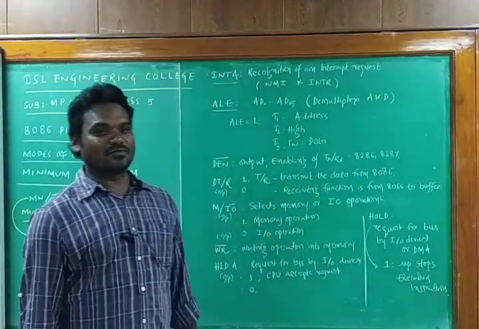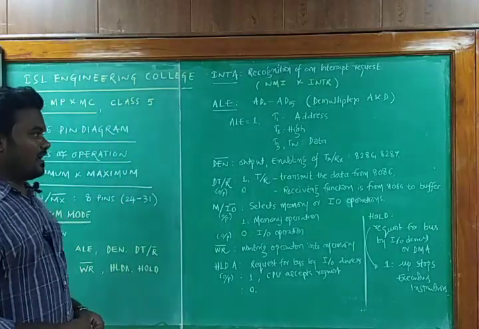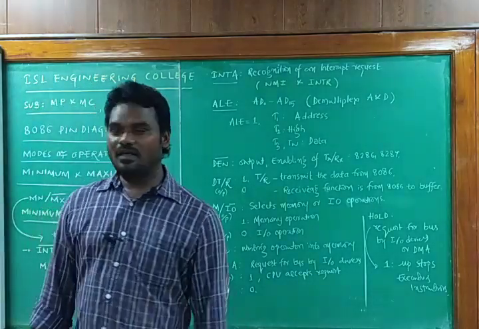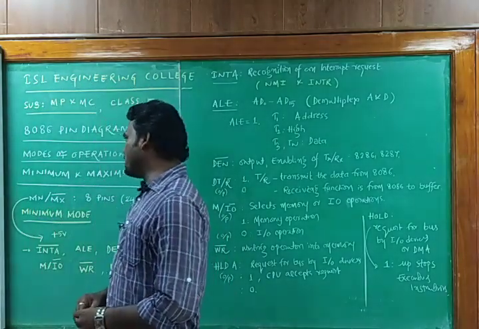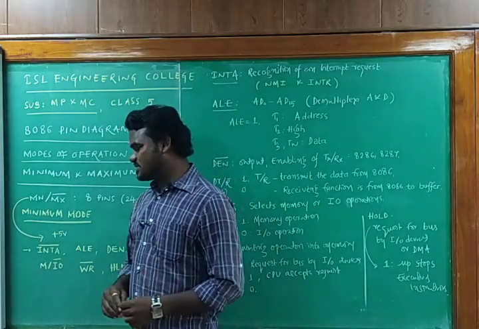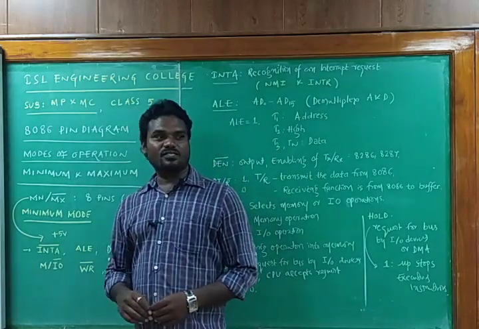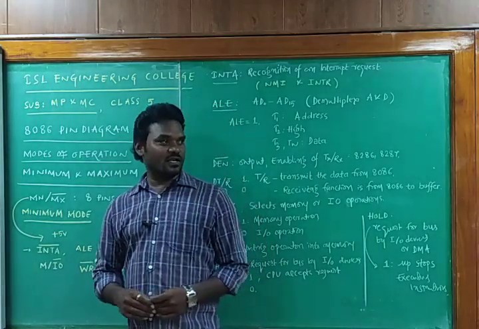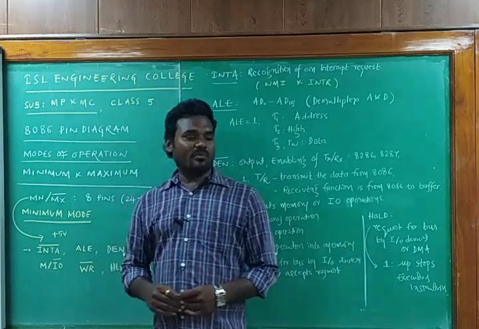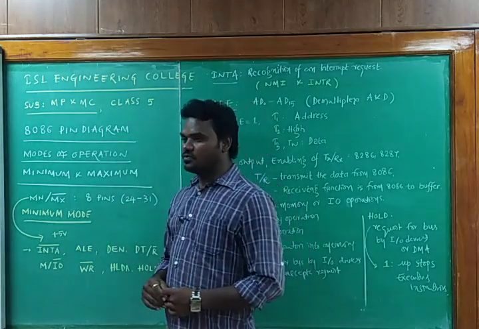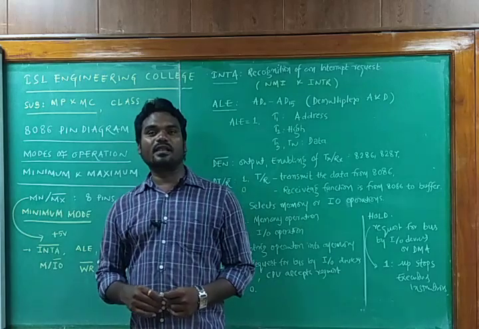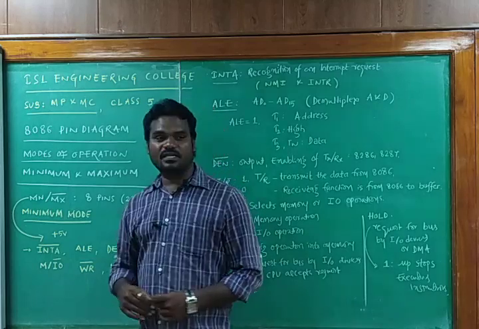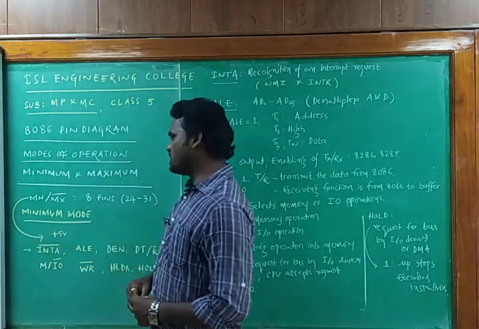We have discussed the maximum mode of signals, and now we have to discuss the minimum mode of signals. There are two modes of operation of the 8086 microprocessor, as we discussed earlier: minimum mode and maximum mode. If no coprocessor is required to perform some specific functions, a single 8086 microprocessor is enough, and that mode of operation is named the minimum mode of operation.